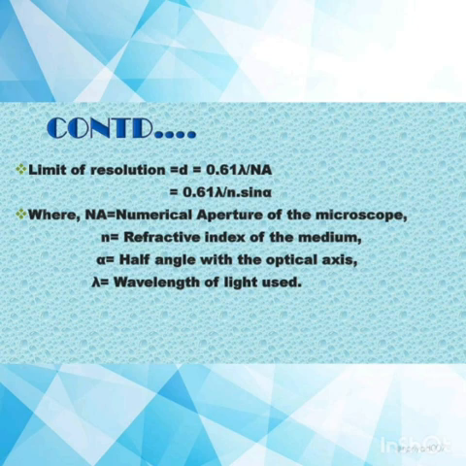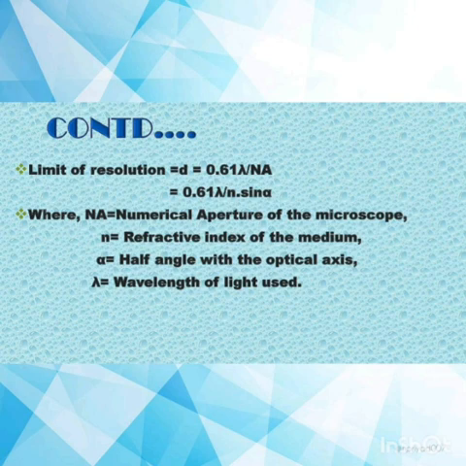That capital NA is equal to the numerical aperture of the microscope, and we can also write, instead of capital NA, small n into sin alpha, where small n is the refractive index of the medium, alpha is the half angle with the optical axis, and lambda is the wavelength of light used. Thus, according to the formula, that is small d is equal to 0.61 lambda by NA, the resolving power can be increased in two ways.